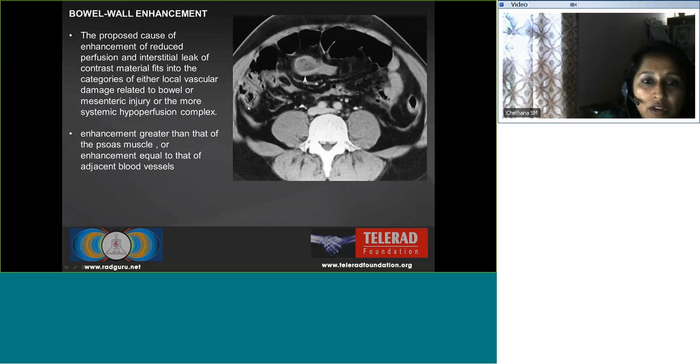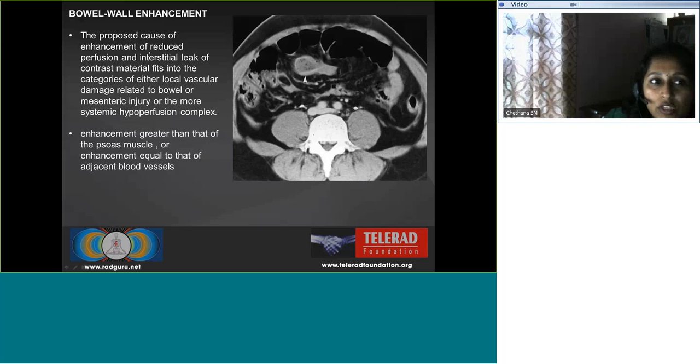Bowel wall enhancement. First let us see when to call it an abnormal bowel wall enhancement. When the enhancement of a particular bowel is greater than that of the psoas muscle. For example, here, when compared to the psoas muscle, the bowel wall of the ileal loop is enhancing more, or the enhancement is equal to that of the adjacent vessel. So either of these criteria will tell us that the bowel in question is abnormal with respect to enhancement.